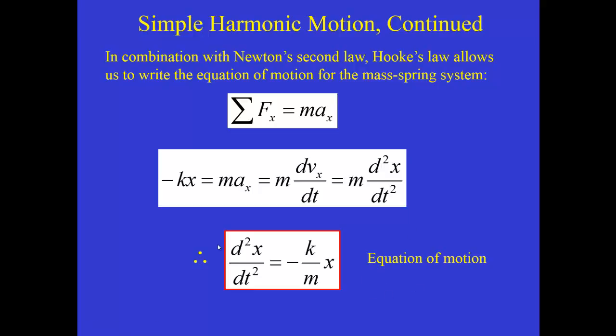It gives us a relationship between this displacement x that we're trying to solve for and some derivative or derivatives of that quantity with respect to time. So a solution to this equation of motion would be an expression for x as a function of time that would tell us where the object is, where this mass is at all points in time.